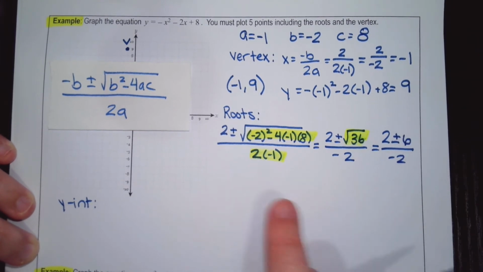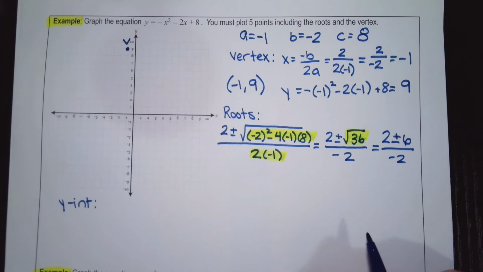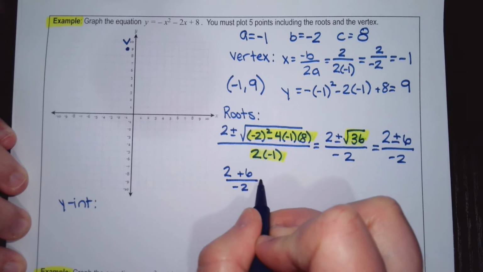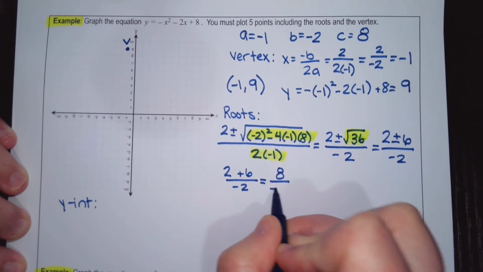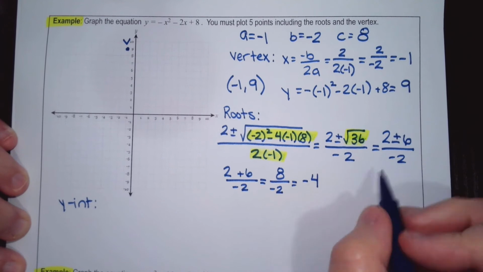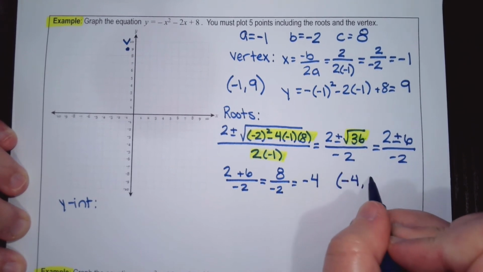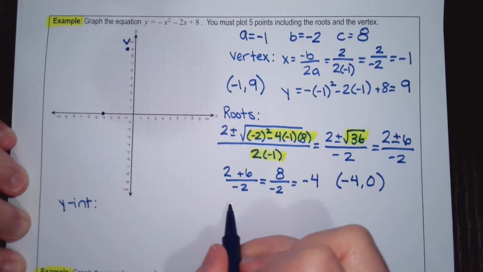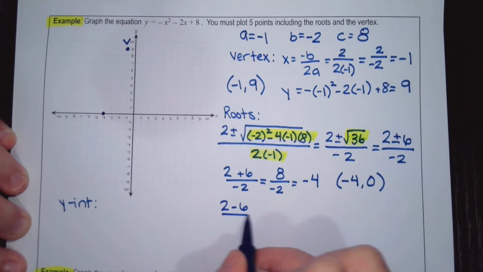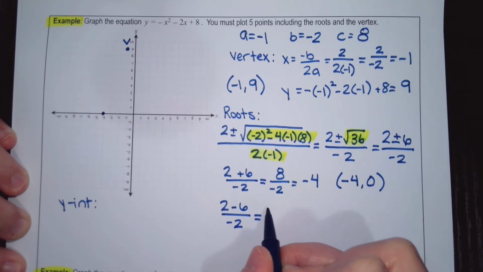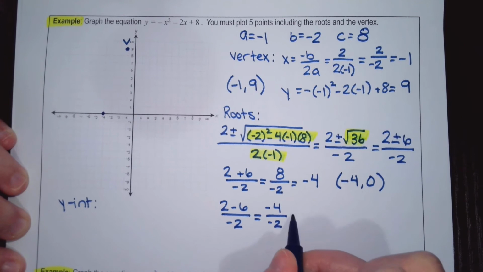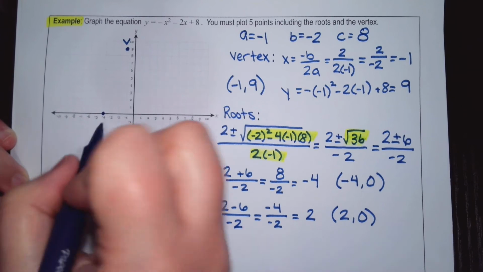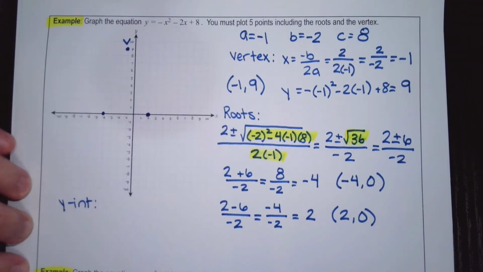Since it's a perfect square, we can now break it apart. So 2 plus 6 all over negative 2 is 8 divided by negative 2, which is negative 4. So our point is negative 4, 0. I'm going to go and graph that. Next, 2 minus 6 all over negative 2. So we have negative 4 over negative 2, which is 2. So that point is 2, 0.